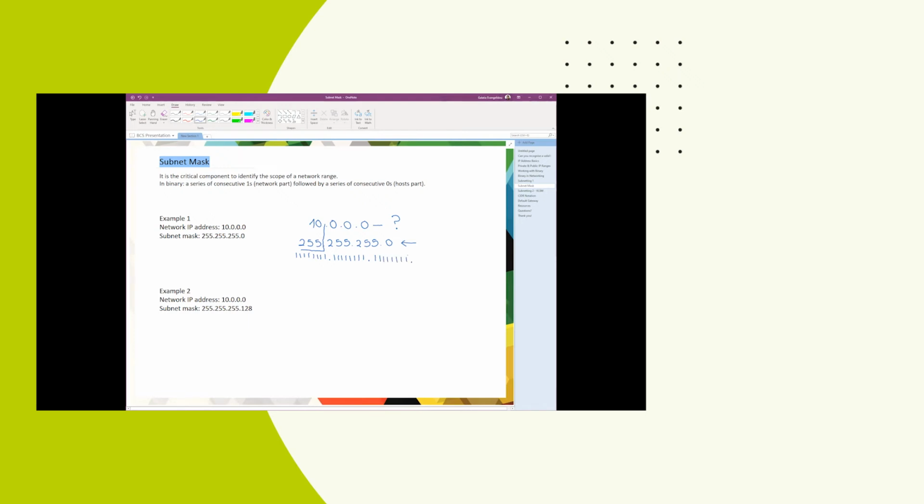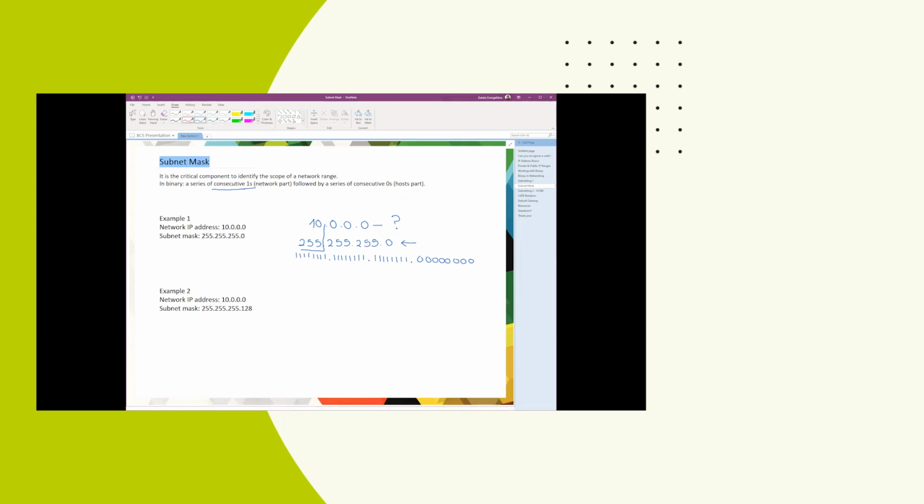How many ones here? Zero ones, so 8 zeros. If you see here, the definition of the subnet mask includes the ones and the zeros. The ones need to be consecutive, a series of ones. So these 8, 16, 24 ones specify that we need all this.